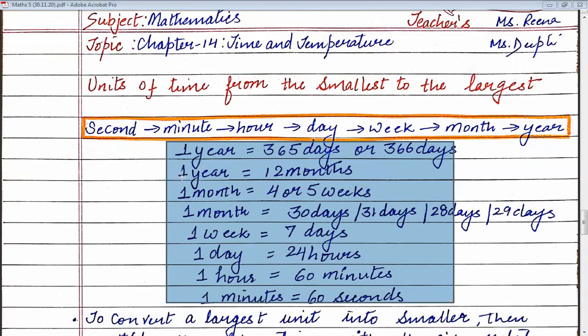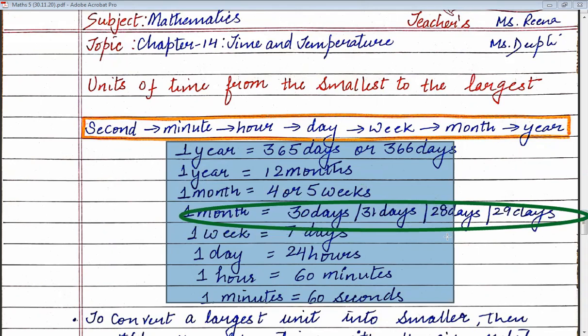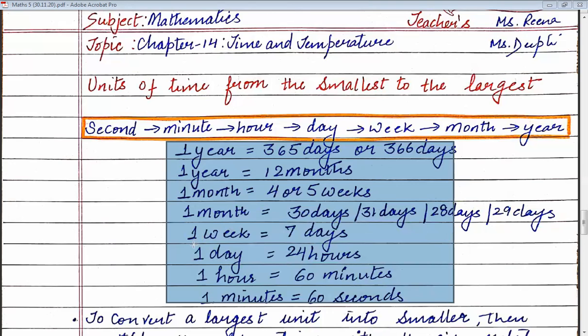Next, 1 month is equal to 4 or 5 weeks. Children, in some months we have 4 weeks, and in some months we have 5 complete weeks. So 1 month is equal to 4 or 5 weeks. Next, 1 month is equal to 30 days. It can be 31 days, 28 days, or 29 days. It can be anything.